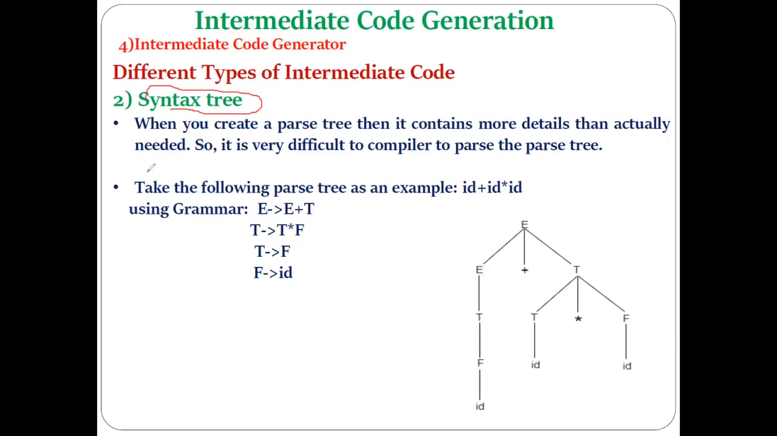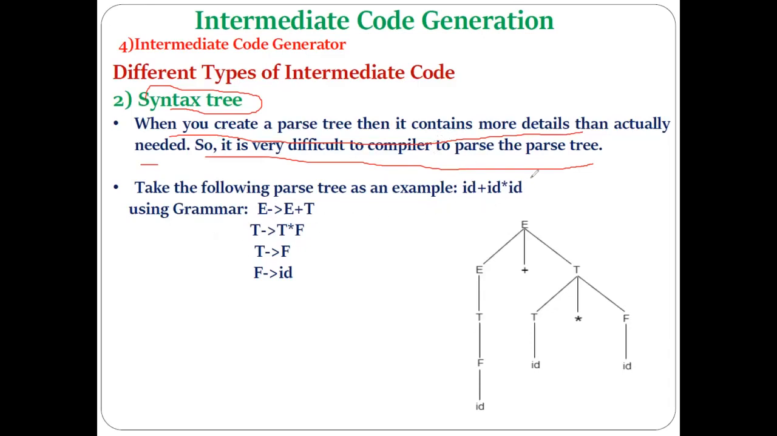Now first let's discuss the parse tree. When you create a parse tree, it generally contains more details than actually needed, so it is very difficult for the compiler to process that parse tree. The parse tree contains complete details, but some of the details might not be very useful. It may contain a graphical representation of some unnecessary things also. So too many details are shown in the parse tree as compared with the syntax tree. Let's see what exactly this means in an example.